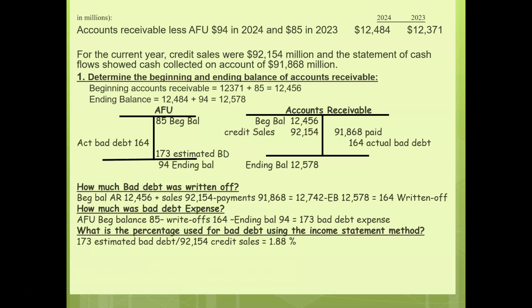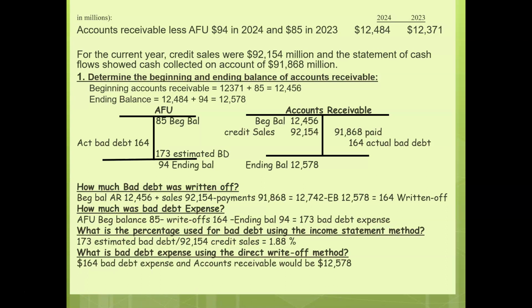Now, what was the percentage used? Well, you would take the estimated bad debt expense divided by credit sales, so we have an estimate of 1.88. What is bad debt expense using the direct write-off method? It would be 164 because that is the actual write-off. And there would be no amount netted against it, so accounts receivable would be the $12,578.